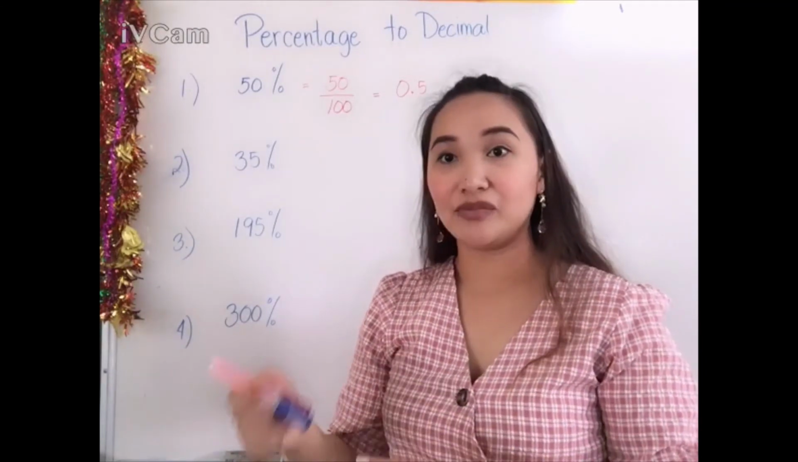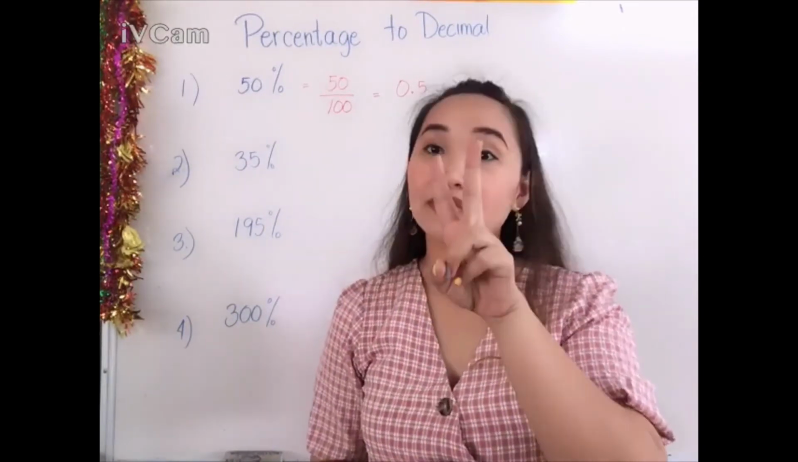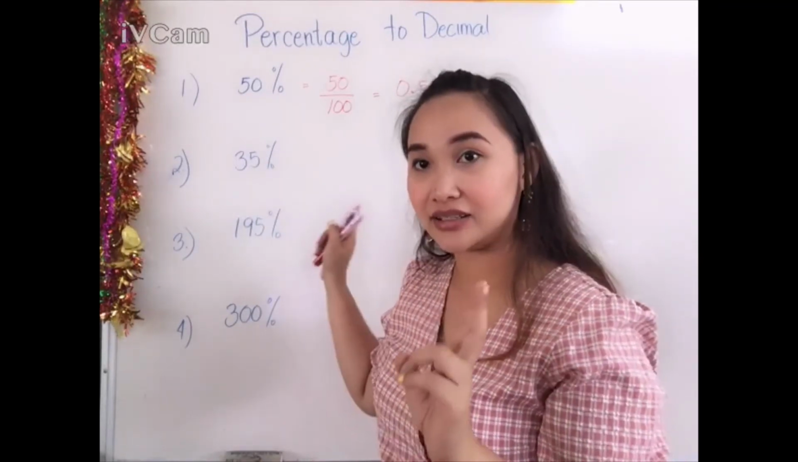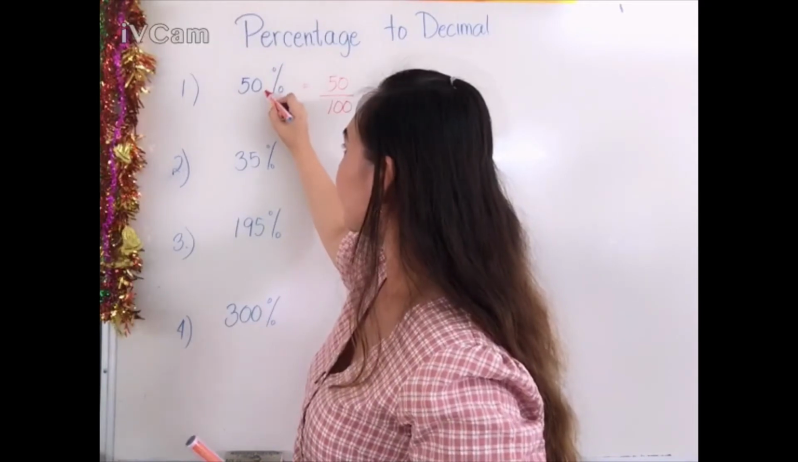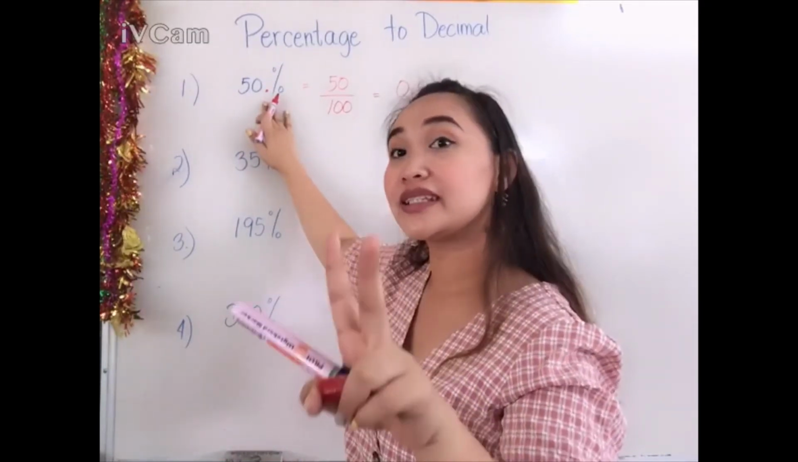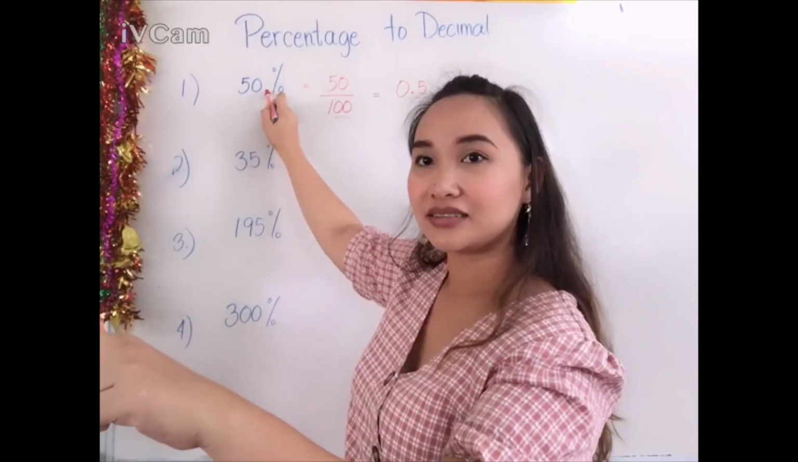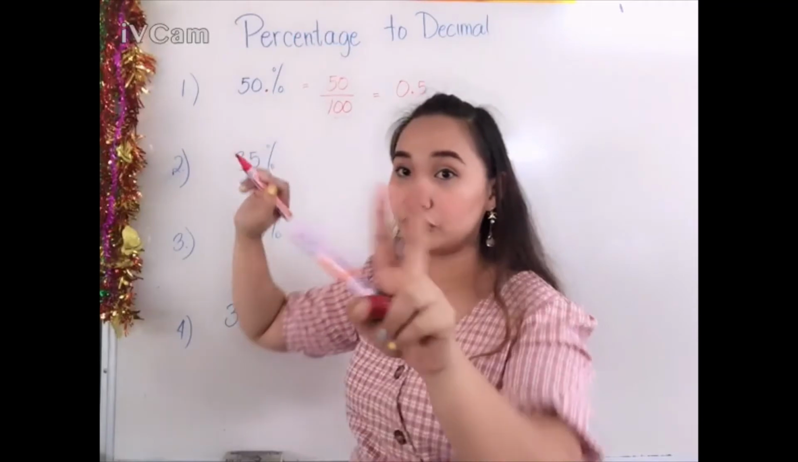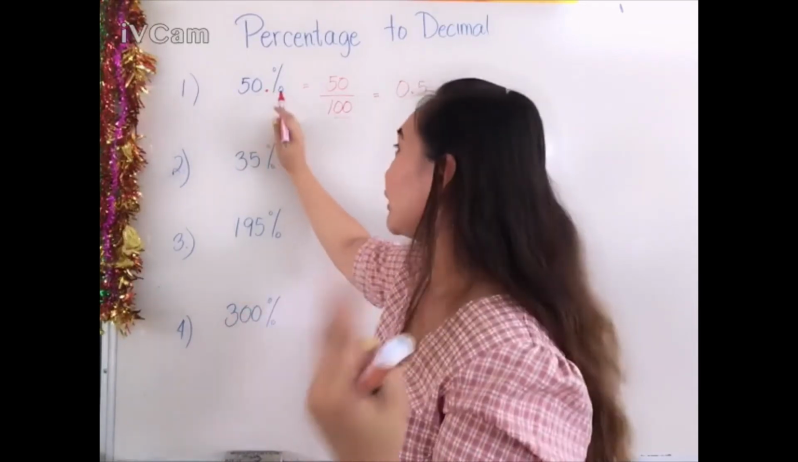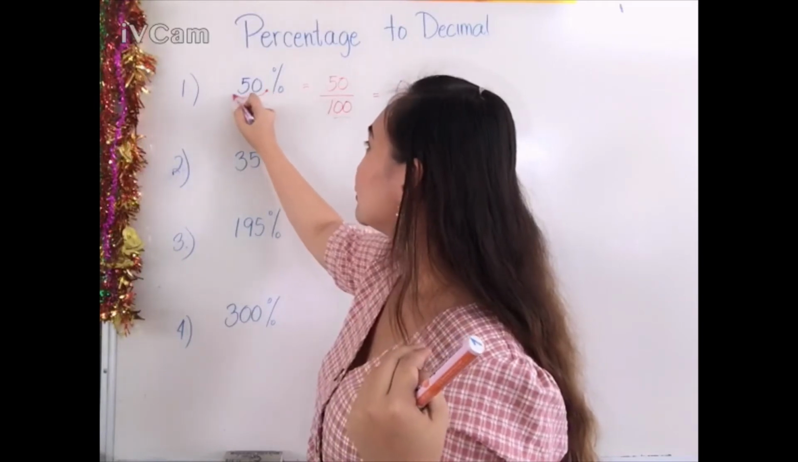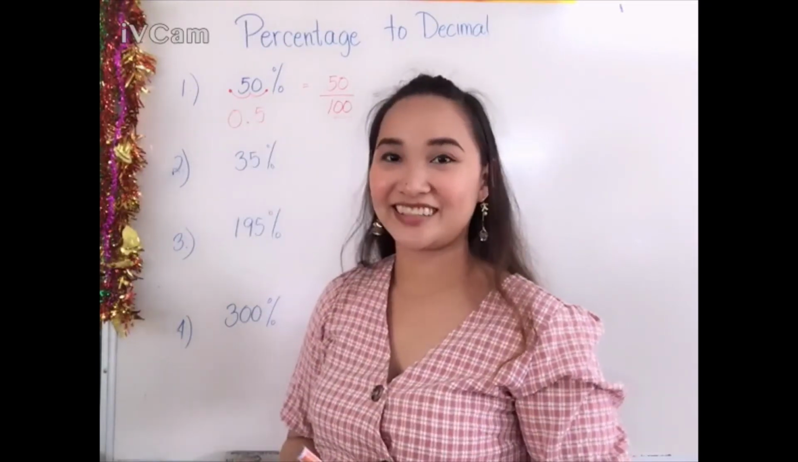Now, what have you noticed here? In changing decimal to percent, we move 2 decimal places, right? This is the same also. We move 2 decimal places, but this one is different. It is forward. This is a whole number 50, so the decimal point is here. Since this is 100, we move the decimal point 2 places forward, whereas when changing decimal to percentage, we move 2 backward. Let's count 1, 2. So it is 0.5. Easy, right? Very good.